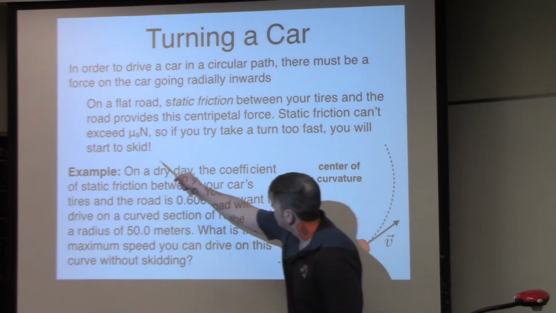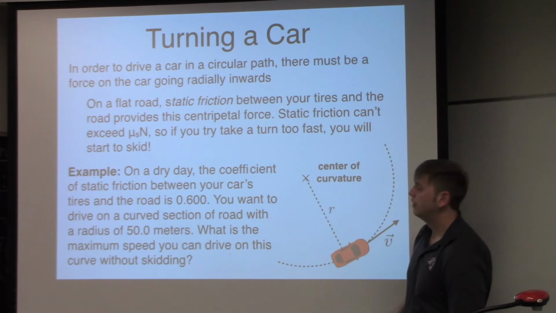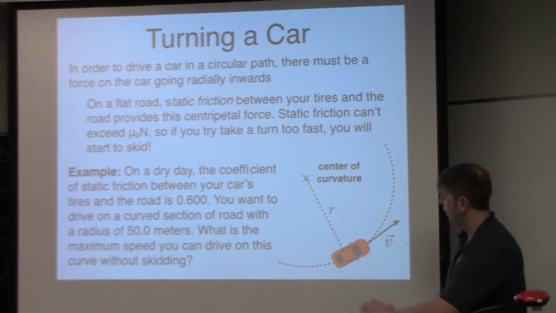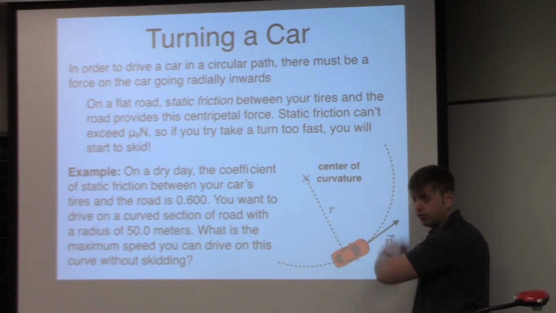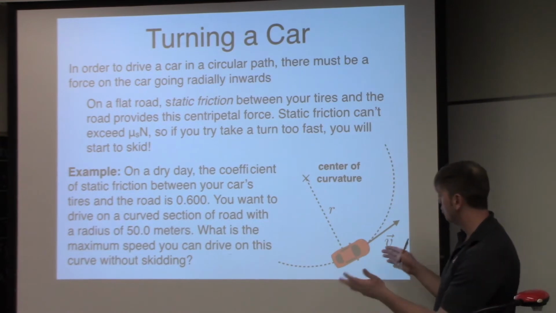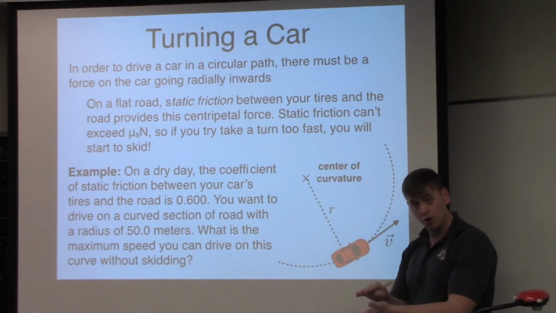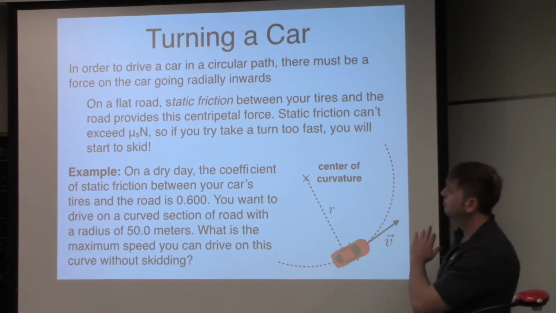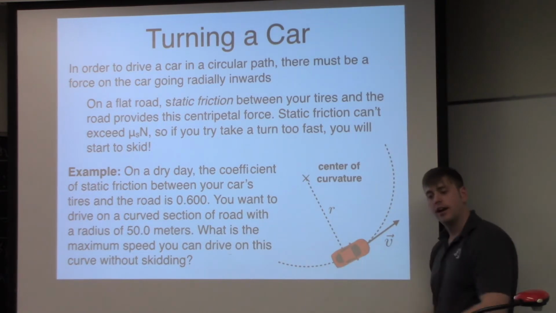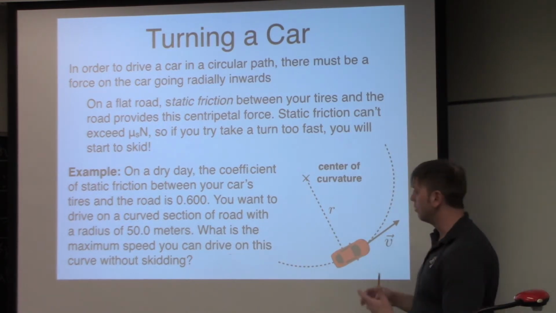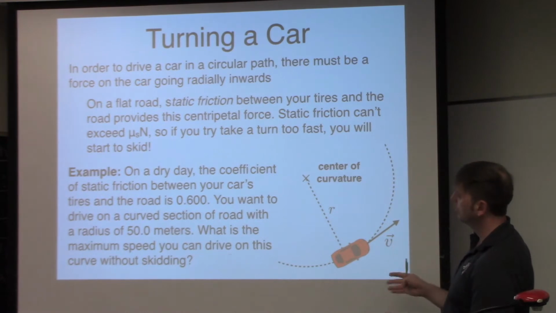It can't ever exceed mu s times n. So this means if you try to take a turn too fast, static friction won't be enough to hold your tires to the road, and then you'll start to skid. So you can only take a turn at a low enough speed before you start to skid. So let's look at an example of this.